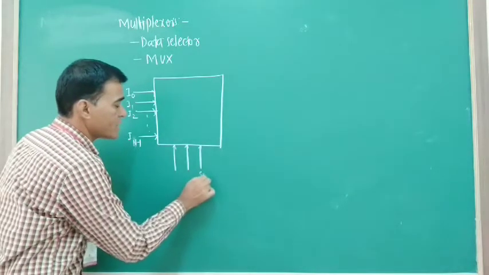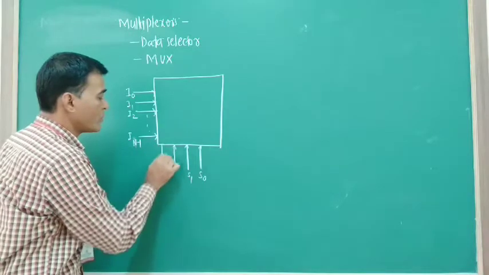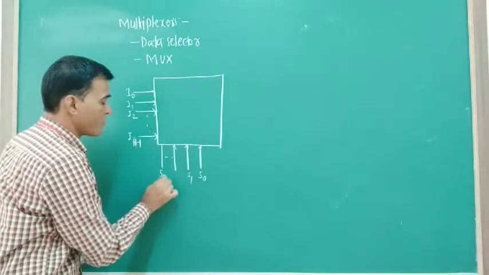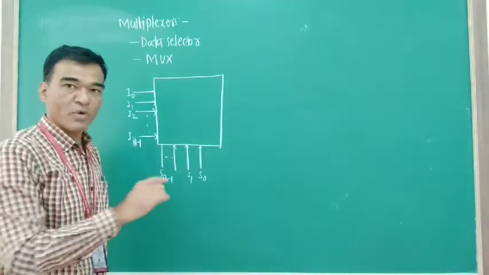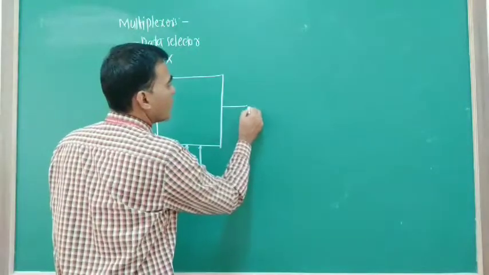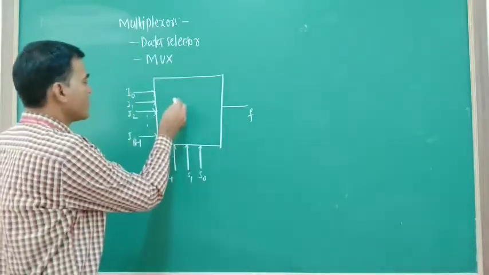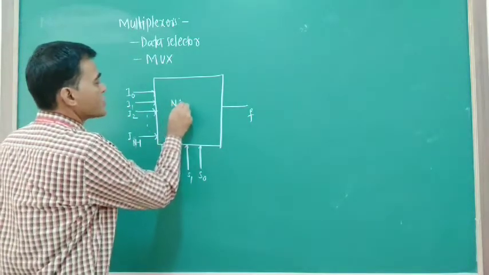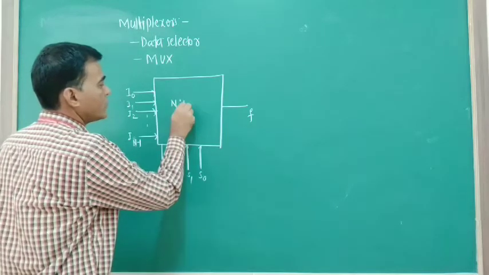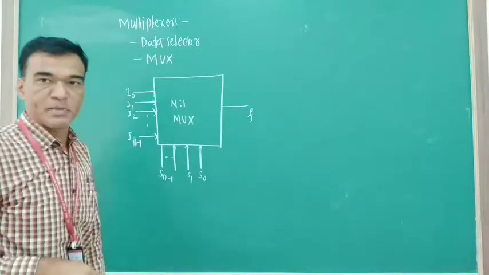Then the select lines are S0, S1 up to S of n minus 1. So it has small n select lines and it has only one output line. This is the output line, let us say F, and this is nothing but an N to 1 multiplexer.